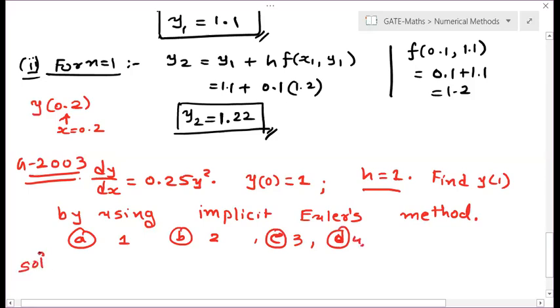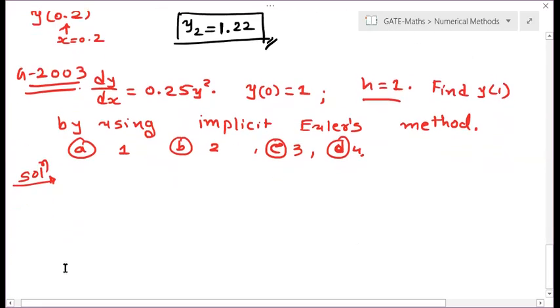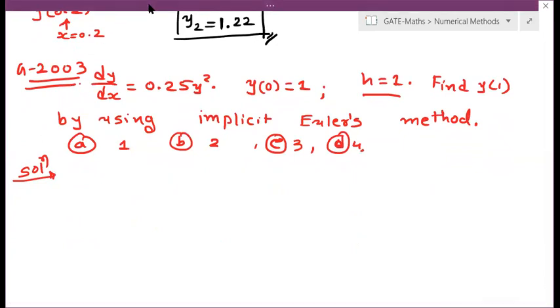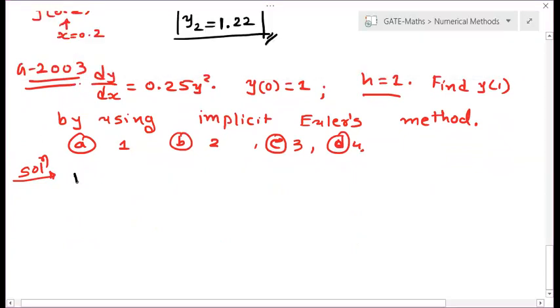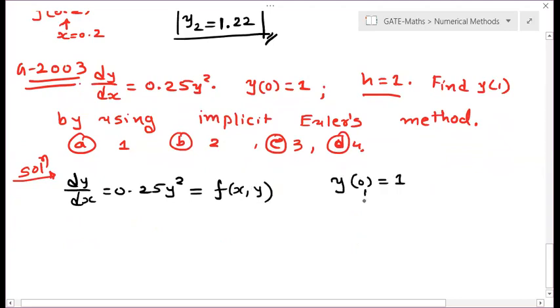Now see over here. Let us write the given data first. In this question they have specified dy by dx is equal to 0.25 y square. So this will be our f of x, y, since dy by dx is f of x, y. Y naught equal to 1, so this is our x naught. X naught is 0, y naught is 1. Now step size is equal to 1, h is equal to 1. We have to find y1.